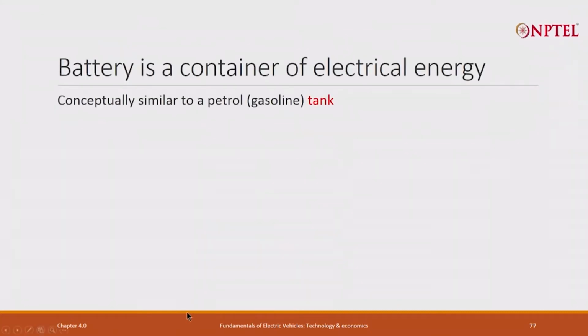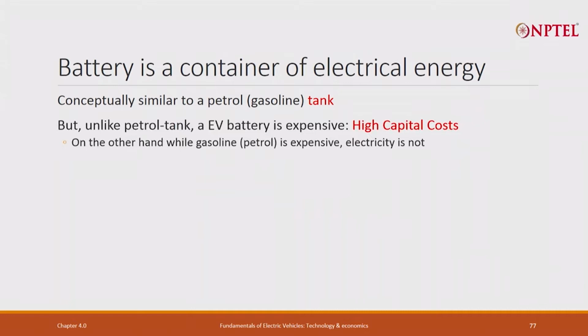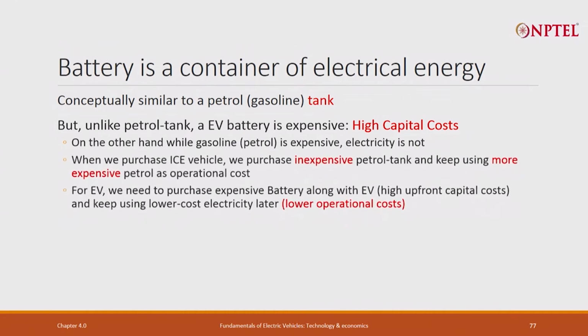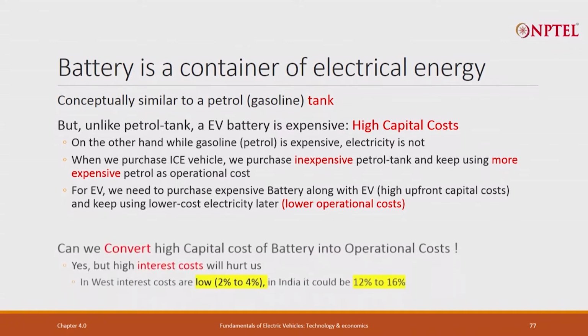As I pointed out, that conceptually battery is similar to a tank, but unlike petrol tank, battery is expensive. Not only it has high capital cost, on the other hand, in gasoline, petrol is expensive. When we purchase a ICE vehicle, a petrol vehicle, we purchase inexpensive petrol tank and keep using more and more expensive petrol at operational cost. For electric vehicle, it is just the opposite. We need to purchase expensive battery along with electric vehicle, which is upfront capital cost, and then we use low cost electricity, lower operational cost.